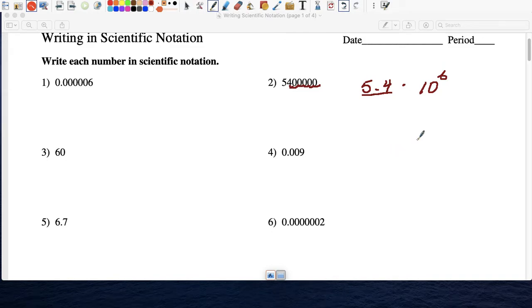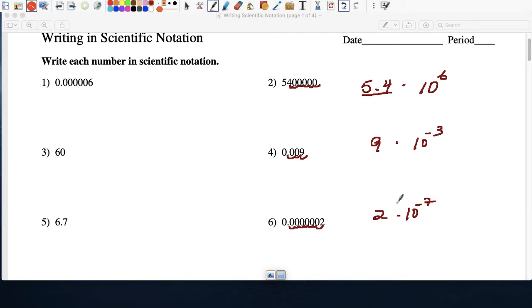The next one, this is going to have a negative exponent, right? So let's see, it's going to be 1, 2, 3. It's going to be 9 times 10 to the negative third power. Again, another negative exponent, 10 to the negative something. So again, let's see, 1, 2, 3, 4, 5, 6, 7. It's 2 times 10 to the negative 7th power.